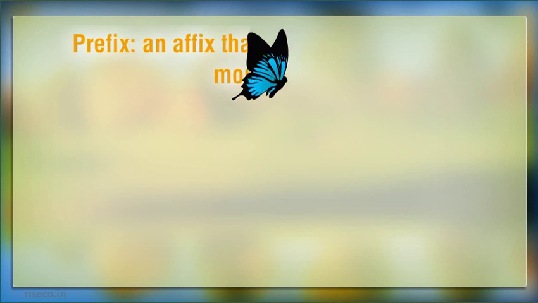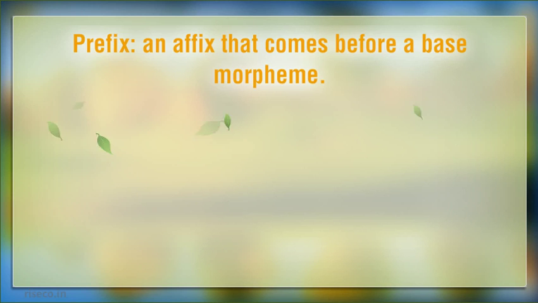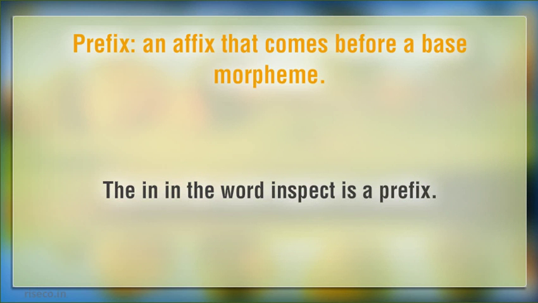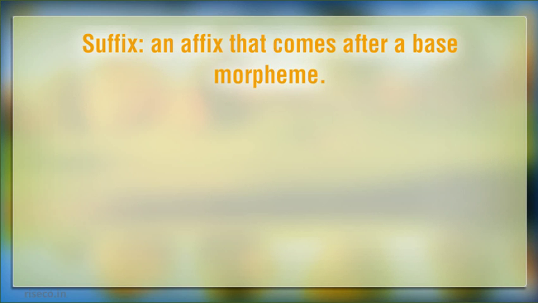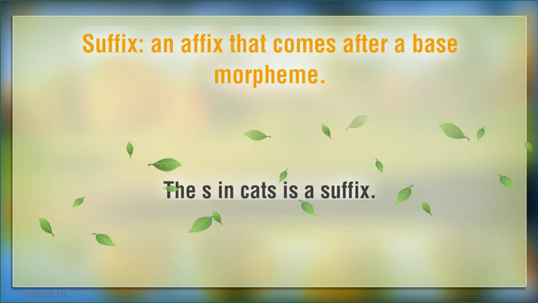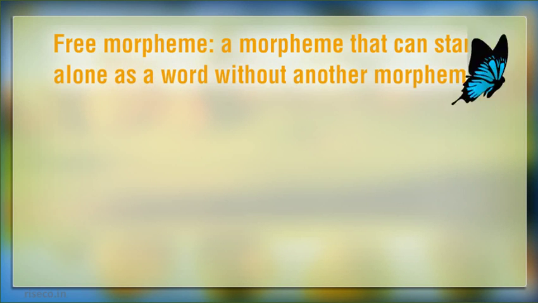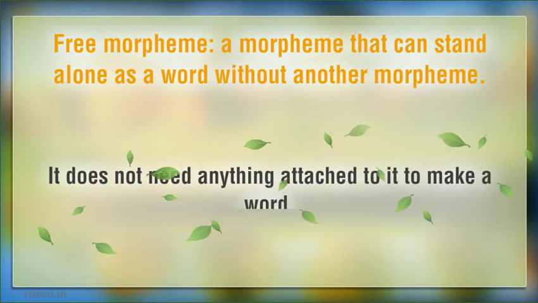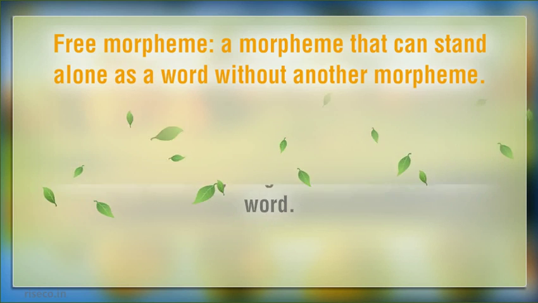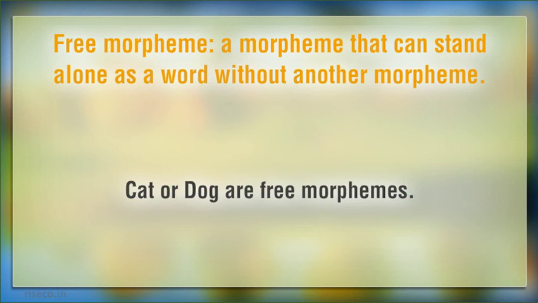Prefix, an affix that comes before a base morpheme. The in in the word inspect is a prefix. Suffix, an affix that comes after a base morpheme. The s in cats is a suffix. Free morpheme, a morpheme that can stand alone as a word without another morpheme. It does not need anything attached to it to make a word. Cat or dog are free morphemes.